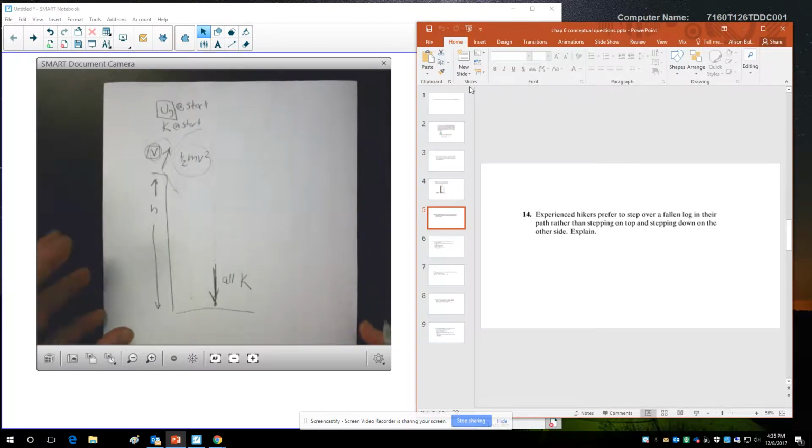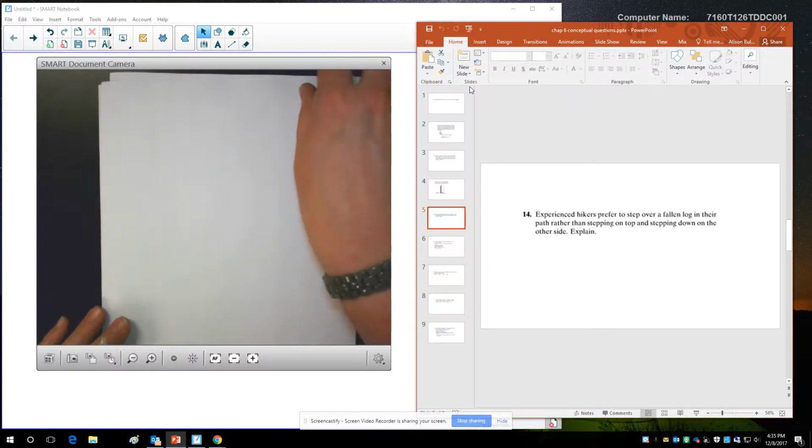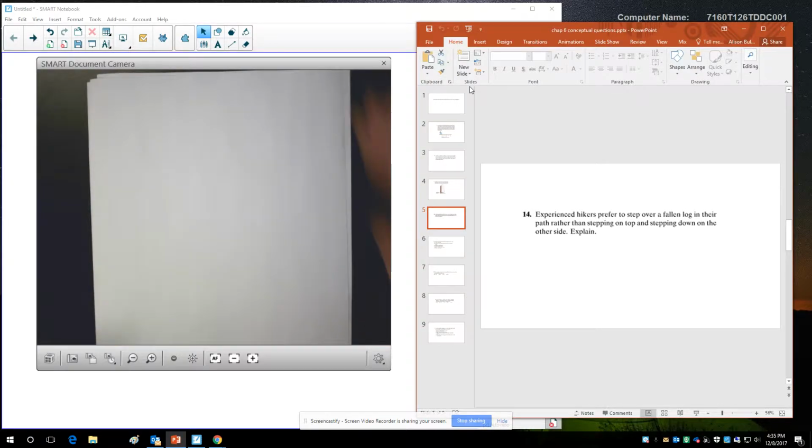Experienced hikers prefer to step over a fallen log in their path rather than stepping up on top and stepping down the other side. We should explain why. Actually, I've been hiking for most of my life, and I had no idea this was the case, but I guess I've been doing it all wrong. So I don't think I can draw this. No, I don't think I can draw it.